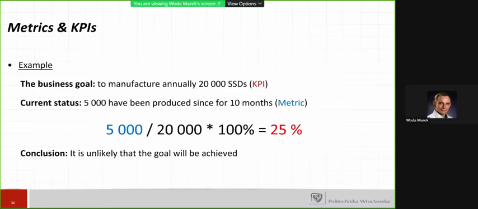So the conclusion from this KPI is that we are not able to achieve our business goal, or I would say align with the KPI, which says that only 25% of this goal is achieved. So that's something you can just keep in mind.